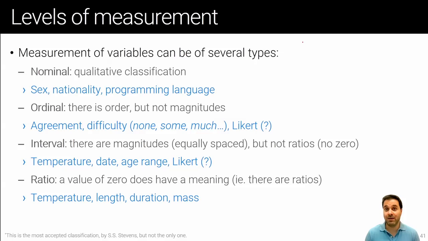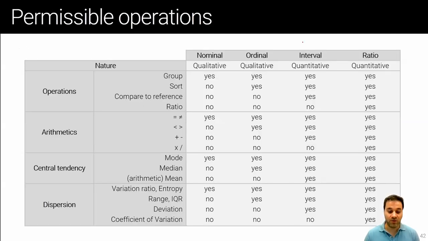We can make that. It's not only 1 minute apart, it's also twice as much. Mass in kilograms, things like that. And this is important because the kind of statistical operations we can perform on the variables depend on their type, depend on the level of measurement.